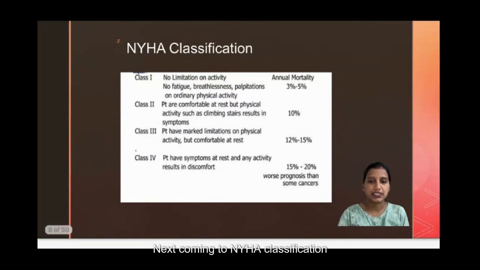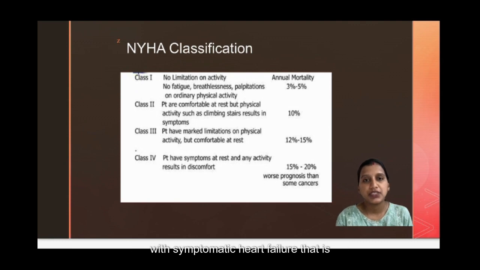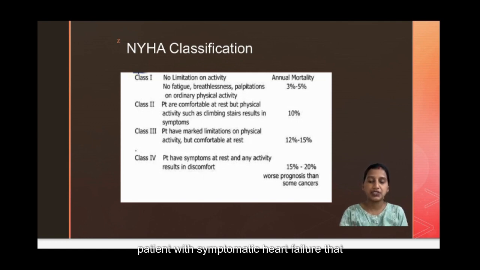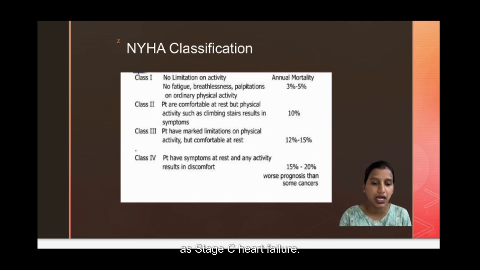Next, coming to NYHA classification. Basically, NYHA classification is used to categorize symptoms and functional capacity of patients with symptomatic heart failure, that is stage C and stage D heart failure patients. Clinicians specify the NYHA classification at baseline after the initial diagnosis and after the treatment through the continuum of care of the patient with heart failure. Although a patient with symptomatic heart failure, that is stage C, may become asymptomatic with treatment, that is he may go to NYHA class 1, he will still be categorized as stage C heart failure.